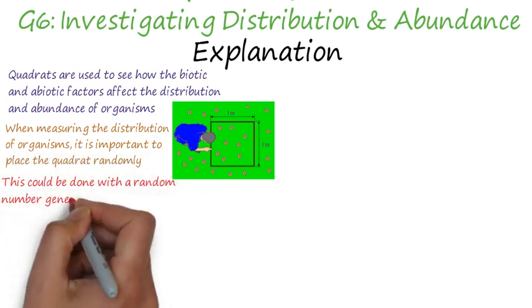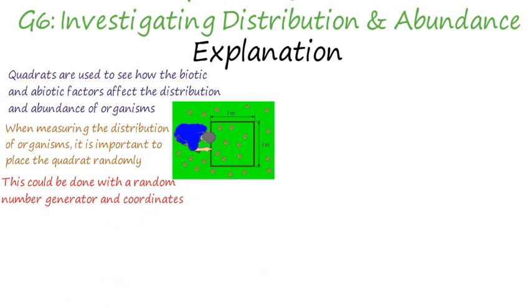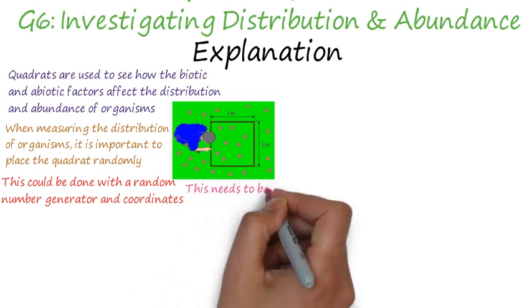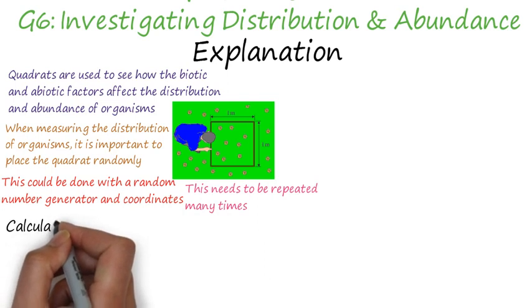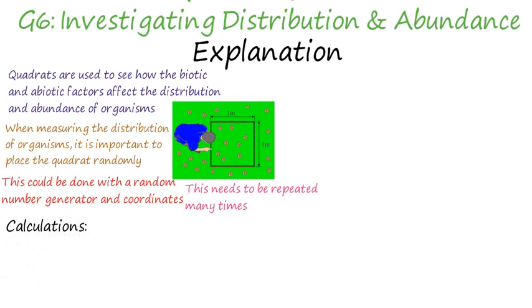When measuring the distribution of organisms, it is important to place a quadrat randomly. So, if you did this on the school field, you could close your eyes and place a quadrat, or you could use a random number generator with coordinates. You must also make sure you repeat this many times to get a good understanding of the distribution and make the results valid. Using your results, certain calculations can be done.